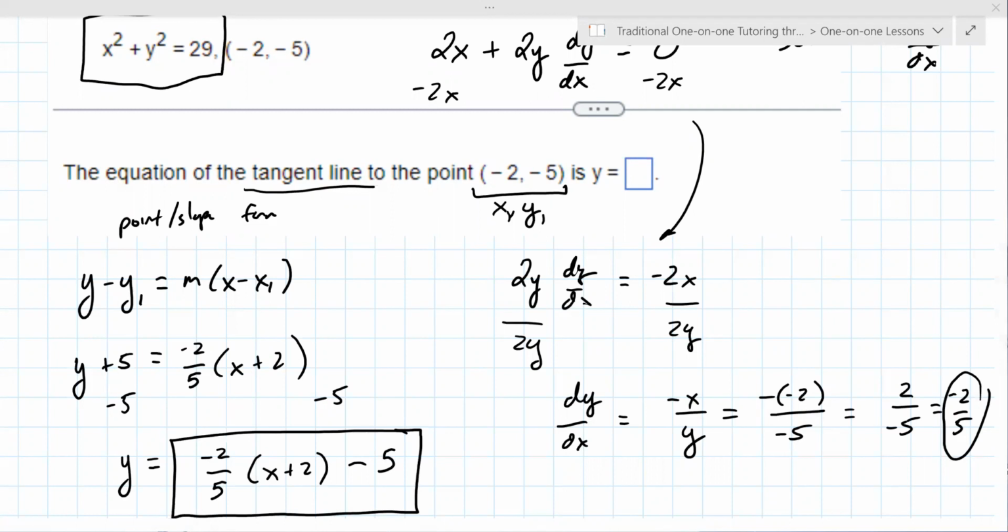Oh, wow, another implicit derivative. Okay. All right, so question, I think we're up to 6 here.